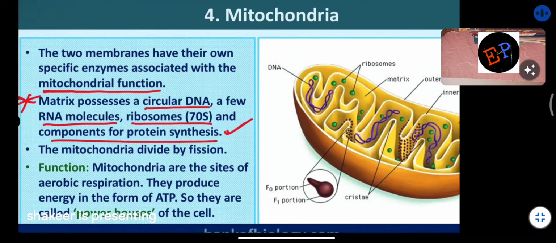Mitochondria divide by fission. This may be another important bit. Division of mitochondria is by the fission process. It is not by the fusion process.